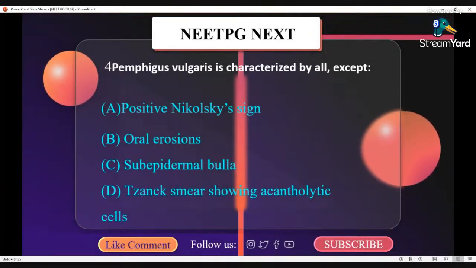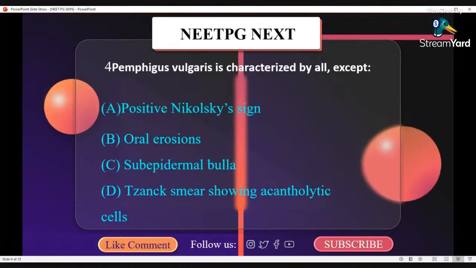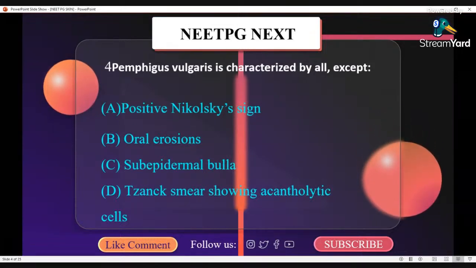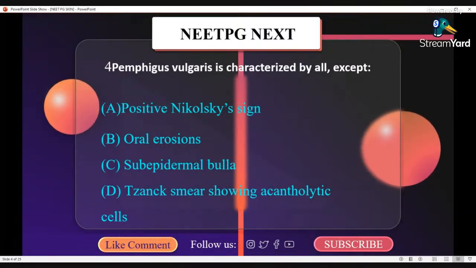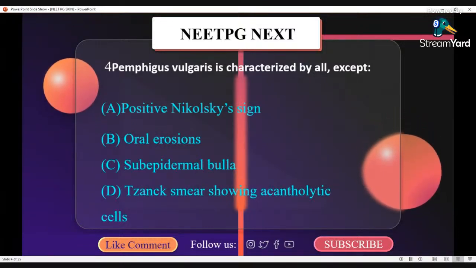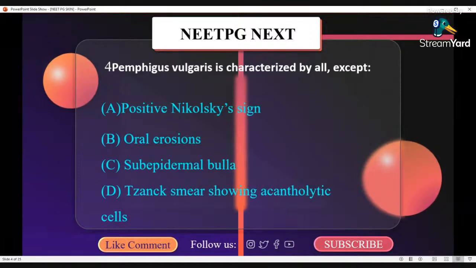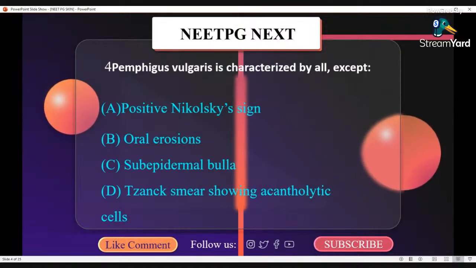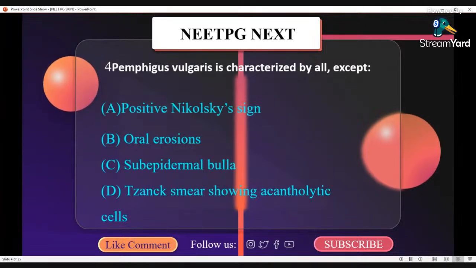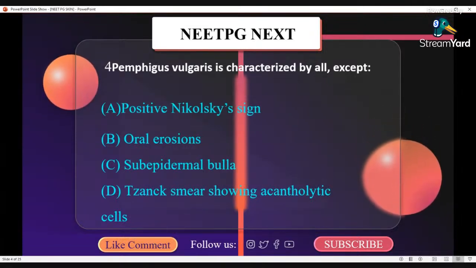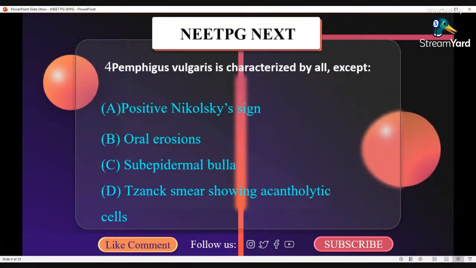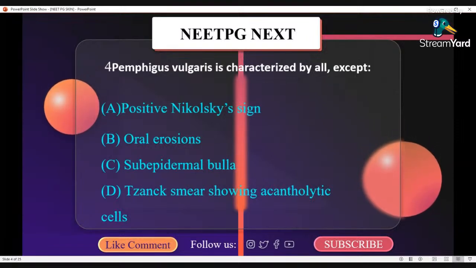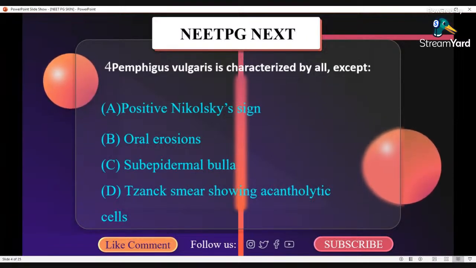Pemphigus vulgaris is a rare chronic blistering skin disease. It is the most common form of pemphigus. It is derived from the Greek word pemphix. Pemphix means blister. And what type of hypersensitivity is it? Type 2 hypersensitivity reaction, in which the antibodies are formed against the desmosomes.